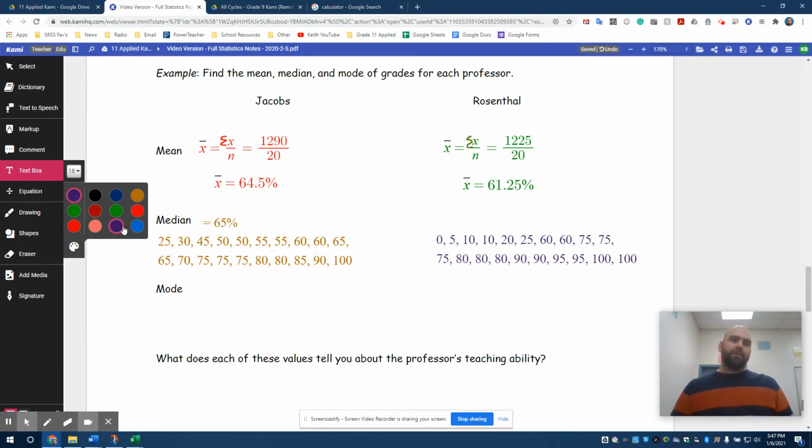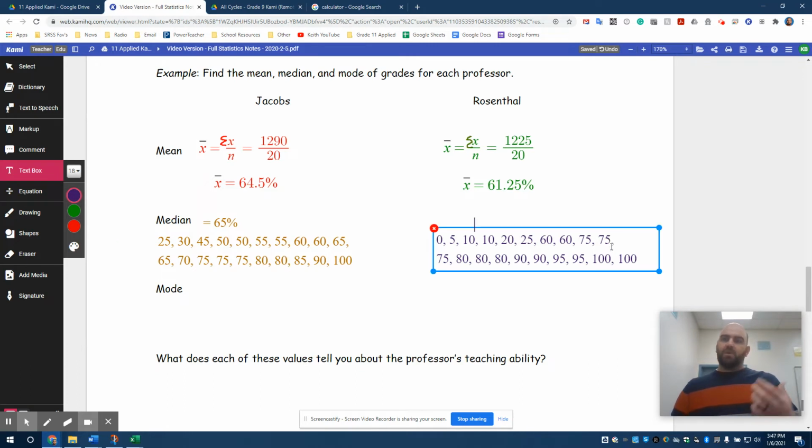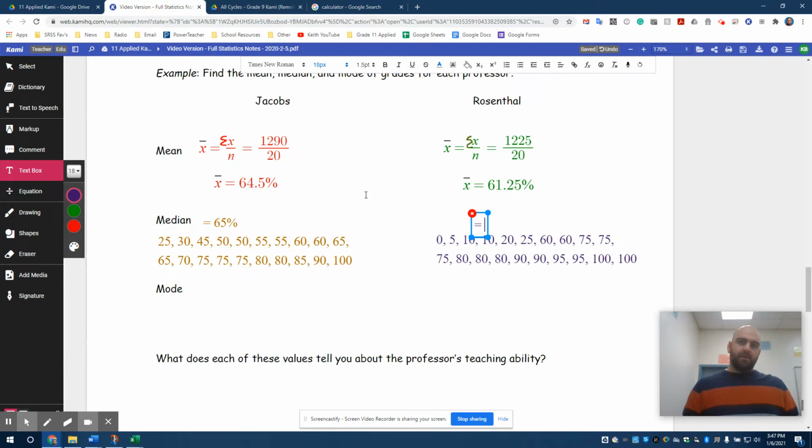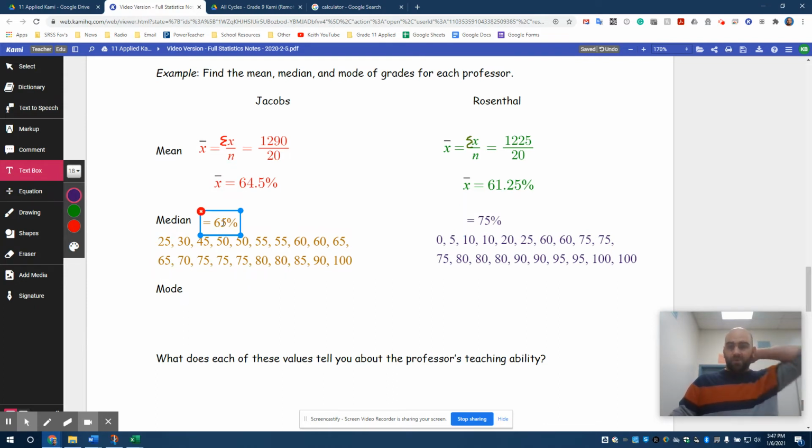Professor Rosenthal, on the other hand, again, between the 10th and the 11th term, and I've broken them up exactly that way on purpose, 75 is the 10th term, 75 is the 11th term, meaning that in Professor Rosenthal's class, 75 is our median or our average. So in this case, half of his students get above 75, whereas in Professor Jacobs' class, half of his students only get above 65%.